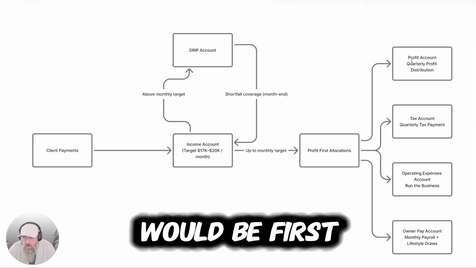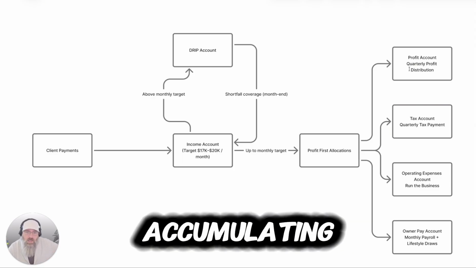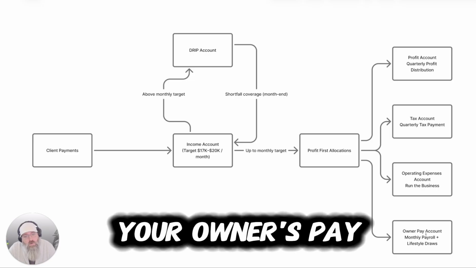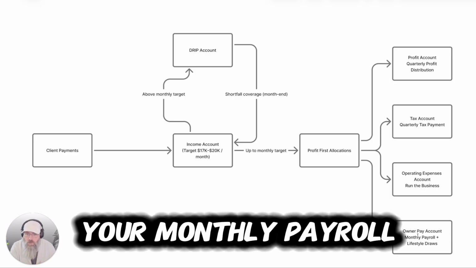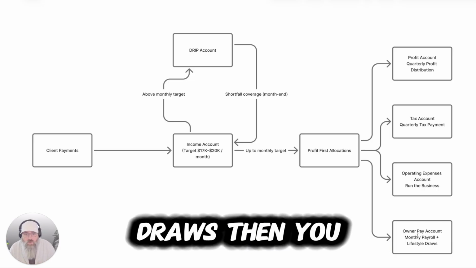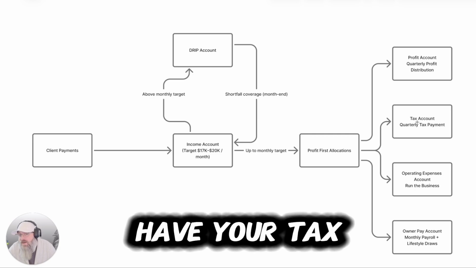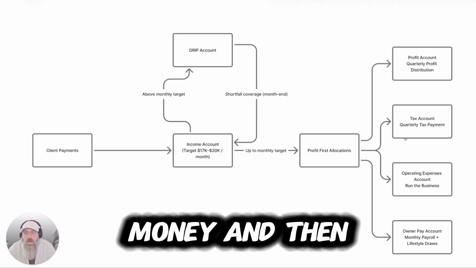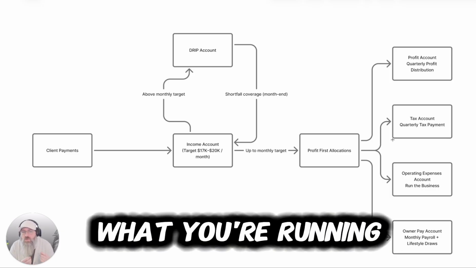So profit would be first, which would be accumulating until you have your quarterly profit distribution. Second would be your owner's pay, which is for your monthly payroll or your lifestyle draws. Then you have your tax account. We all know the tax man wants his money. And then finally, whatever's left, that's what you're running your business on. That's your operating expenses.